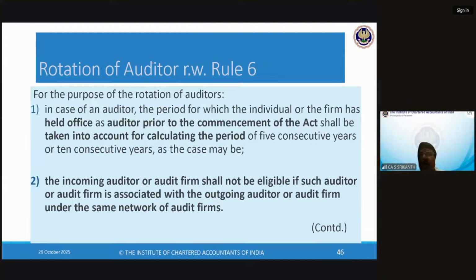So, in case of an auditor, the period for which the individual or firm has held office prior to the commencement shall be taken into account for calculating the period, which is what we did now. For calculating this transition period, we took his existing period. So, in case he has completed 10, the firm has completed, they get another 3 years.